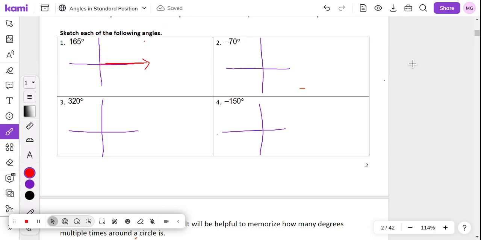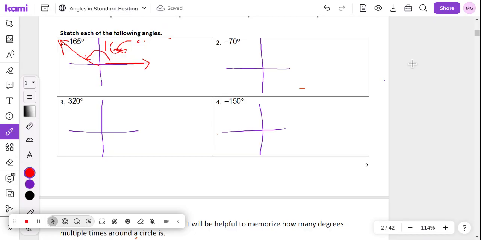So 165 degrees, I hope you're thinking, okay, more than 90, really close to 180. So it's 15 degrees shy of 180. So that's going to look something like this. That's what that would look like. So that's a 165-degree angle. Whoops, sorry, this is a mess.